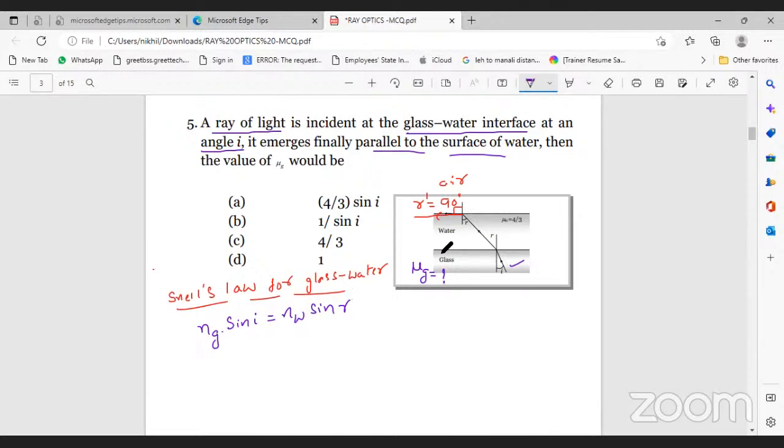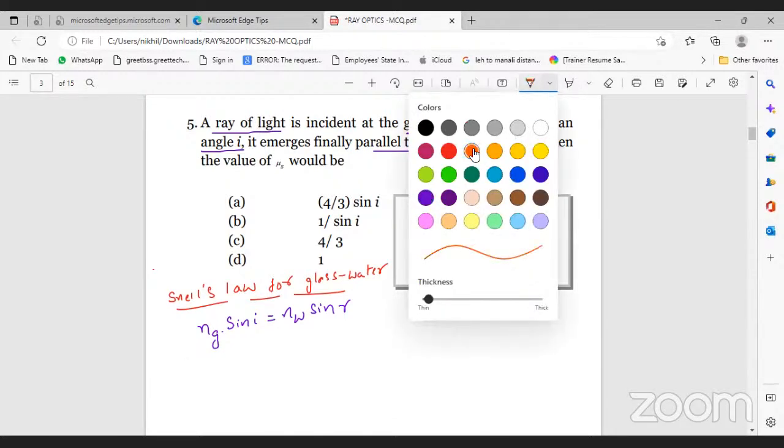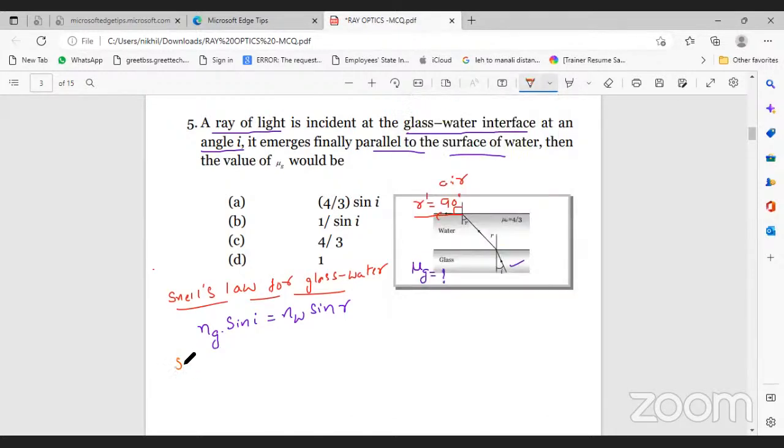Then, can you apply Snell's law for water air? Nw into sin R is equal to Na into sin R dash, where sin R dash is sin 90, which is 1.